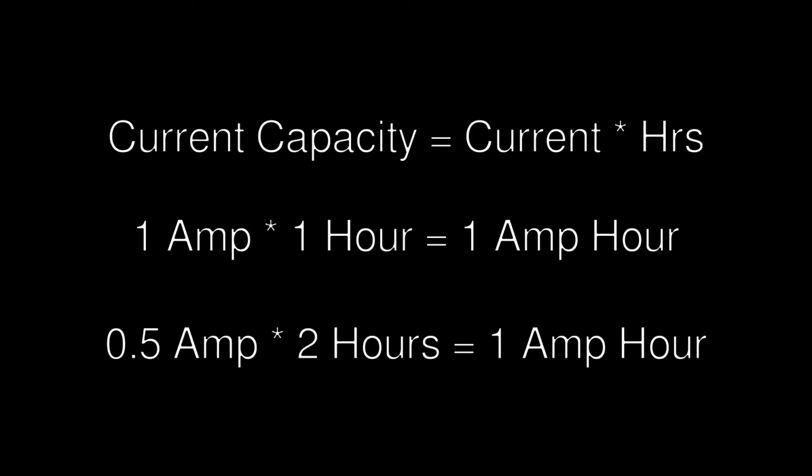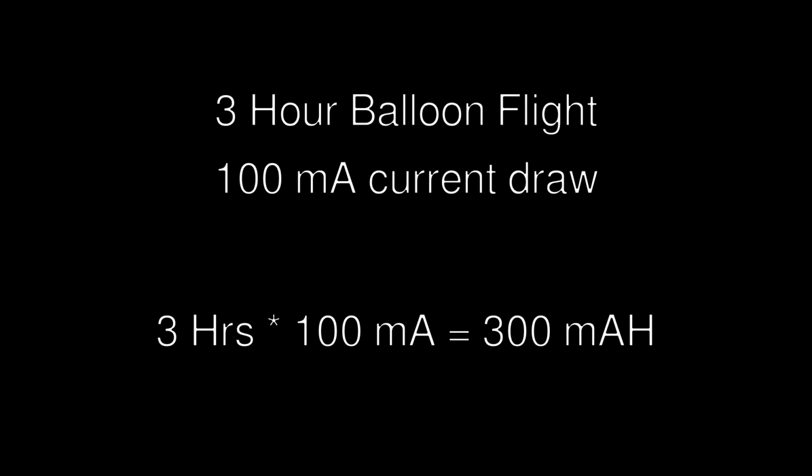So say for example we have a high altitude balloon that needs power for a 3-hour flight, and we have a hypothetical payload that draws about 100 milliamps. We would need a battery that has at least 300 milliamp hours. Now let's look at some batteries and see how they compare to each other.